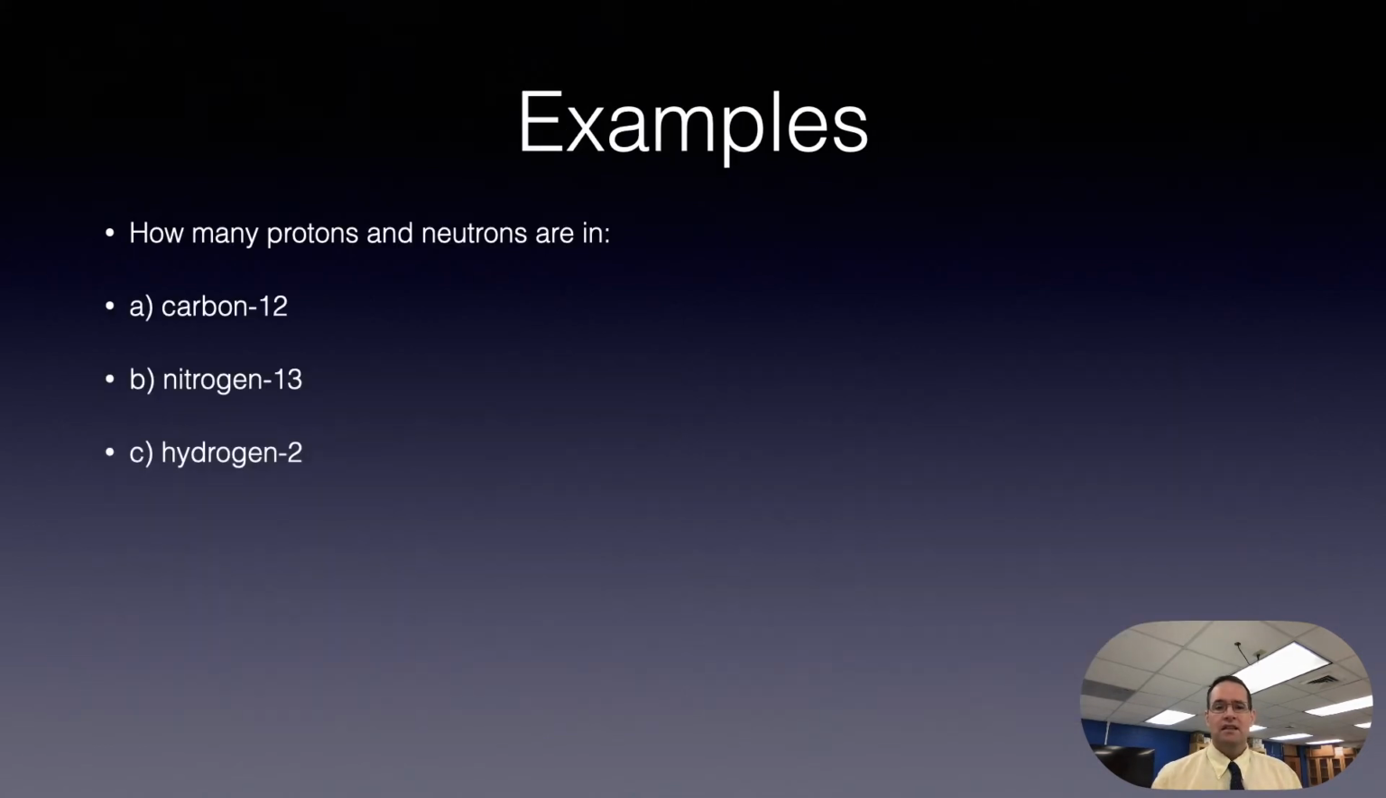Now, let's look at some examples to get a feeling for this. So how many protons and neutrons are in carbon-12? First, you want to grab your periodic table and hunt around for carbon.